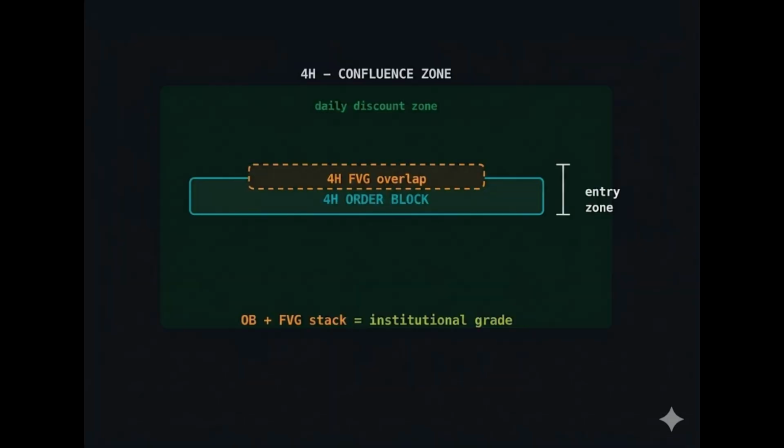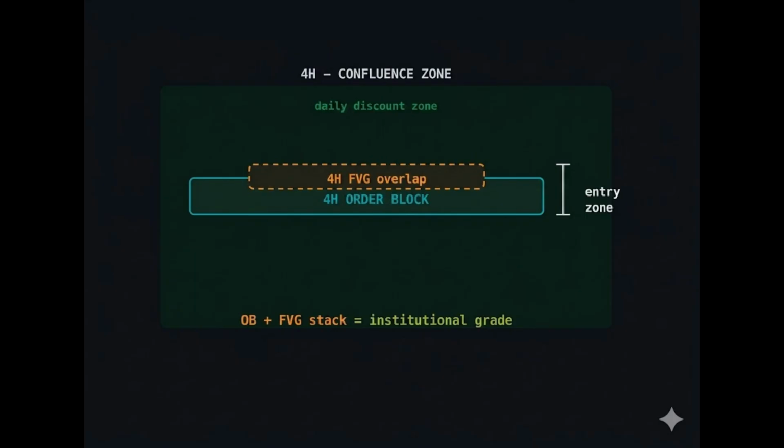Step 3. Drop to the 4-hour chart and locate the SMC confluence zone. You are looking for an area within the daily discount zone where a 4-hour order block, fair value gap, or breaker block exists. This is the zone where institutional orders are resting. You're not looking for one zone. You are looking for 2 or 3 zones that stack at the same price level.